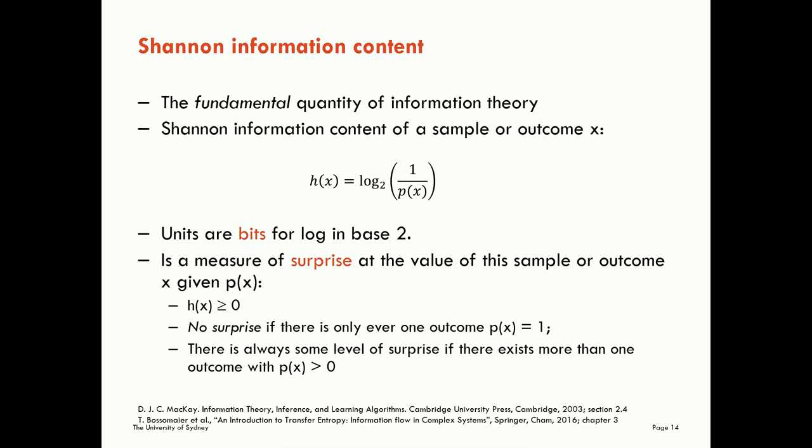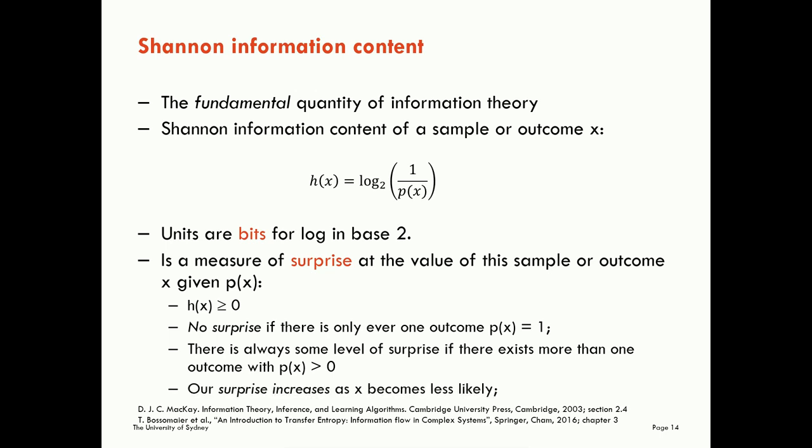If the probability of a woman walking through the door is 0.99, there's a 0.01 probability that it's a man. As long as it's possible that it's something other than a woman, I will still have a small level of surprise when a woman walks through the door. Okay, that's an important concept.